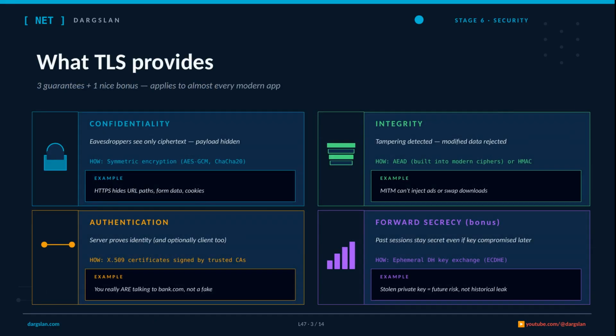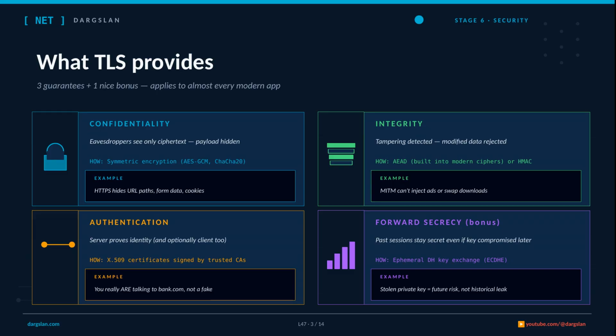So let's start with what TLS actually gives you. There are 3 core guarantees plus 1 valuable bonus. Confidentiality means eavesdroppers only see ciphertext, your URL paths, form fields, and cookies stay hidden, thanks to symmetric ciphers like AES-GCM. Integrity ensures any tampering is detected and rejected, so a man in the middle can't quietly swap a download.